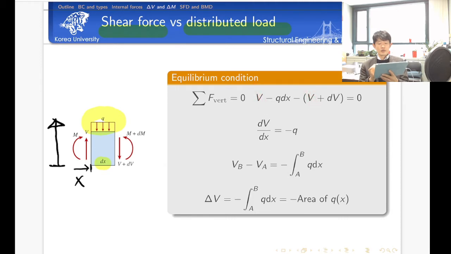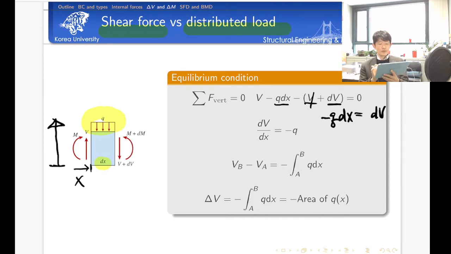So what is remaining, if I do it one by one, is these two. That's why, sorry, not this one, these two are remaining. So minus q dx is equal to dV, isn't it? So let's divide both sides by dx, then we obtain this equation.